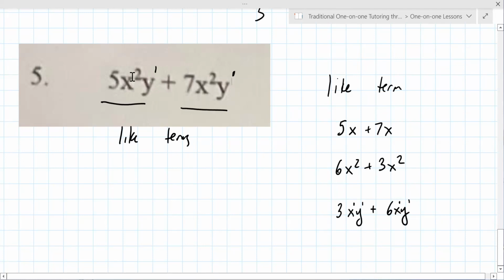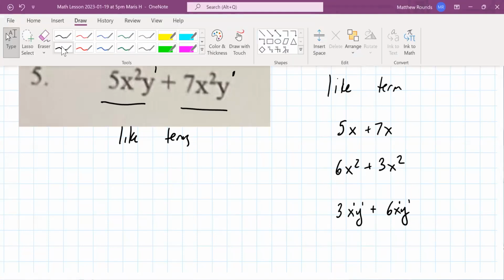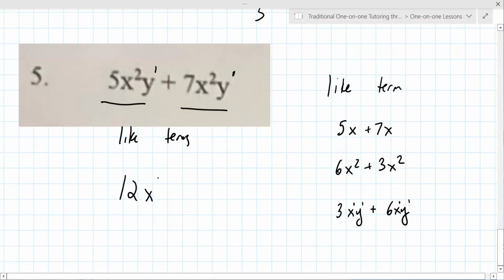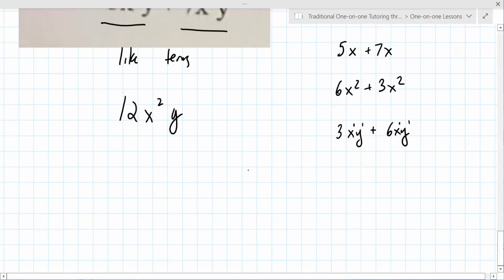Okay, so these are combinable because it's an x squared and an x squared. It's a y and a y. So the result is 12x squared y. There's 12 of them. There's 5 here, 7 here. Makes sense. Yeah. Okay, but now here's what will not make sense, when we talk about the degree.